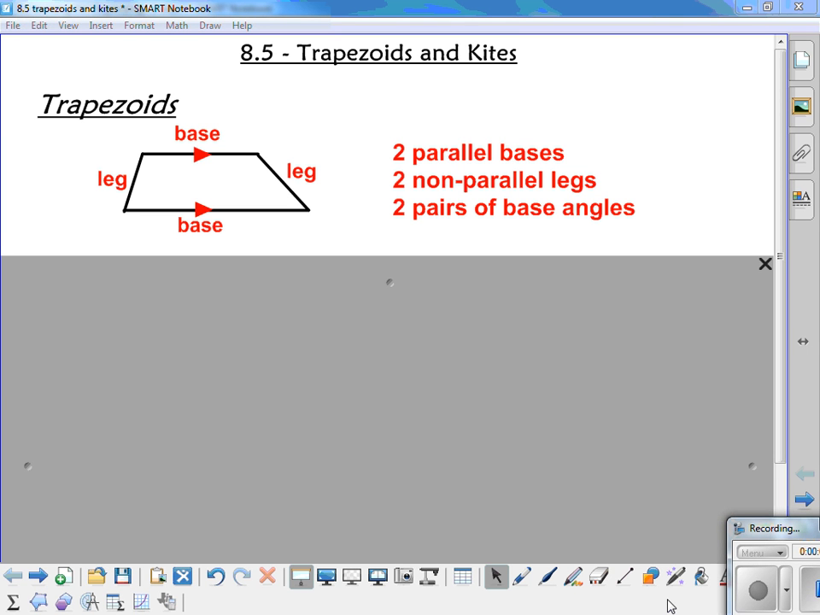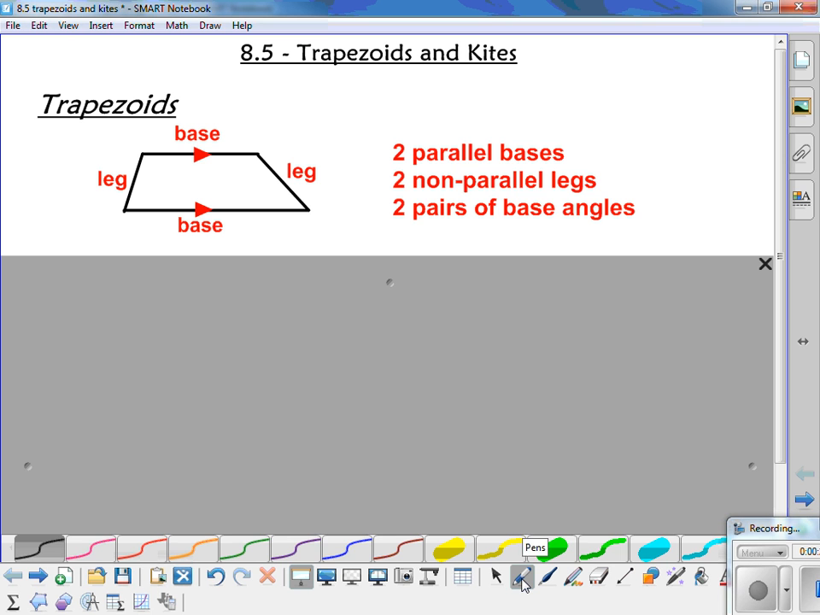Alright, so in this video we'll be talking about trapezoids and kites and how to use their properties to solve problems. So first of all, what is a trapezoid? A trapezoid is a quadrilateral that has two parallel bases and two non-parallel legs and two pairs of base angles.